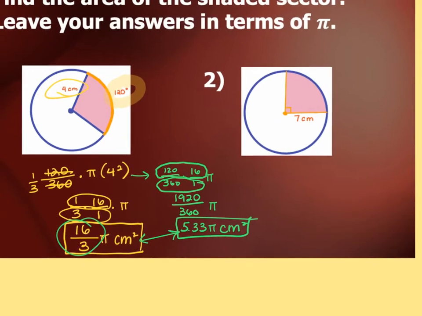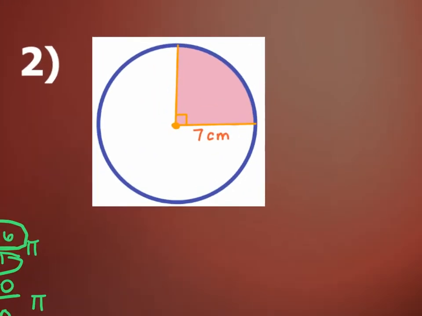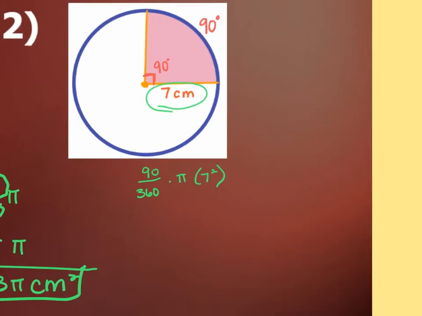Okay, then go to number 2. This time there's not a degree measurement on the arc, but what you do have on that angle is a right angle. So because this is a right angle, I know this is 90 degrees, which also makes this 90 degrees. So my equation would be 90 over 360 times pi, here's my radius, 7 squared. So this reduces to 1/4 times 7 squared is 49 over 1 times pi. So this would be 49 over 4 pi.